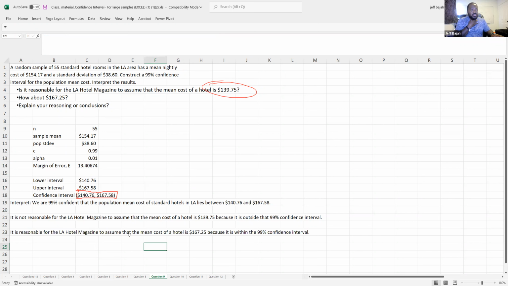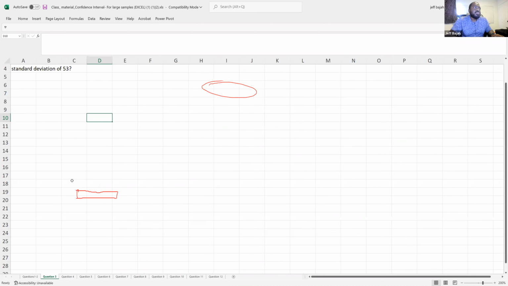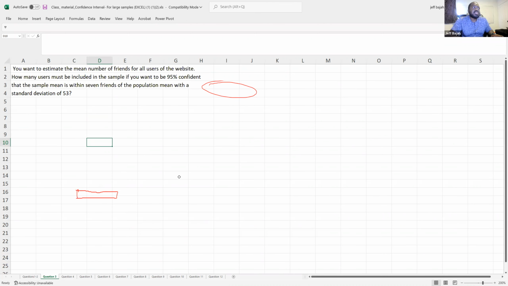So I hope this helps you understand how confidence interval works. And I hope that the examples we've created here and questions we've solved, question 1, 2, question 7, and question 9, help you understand how to create a margin of error and also to create a confidence interval. But before I go, I want to solve question 3. And I want to show what question 3 is.